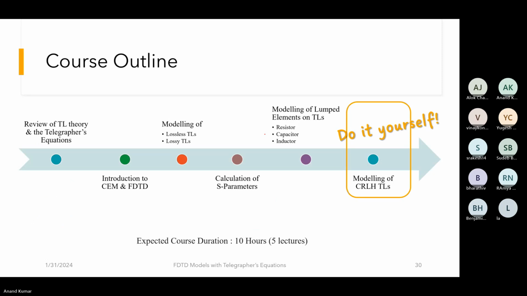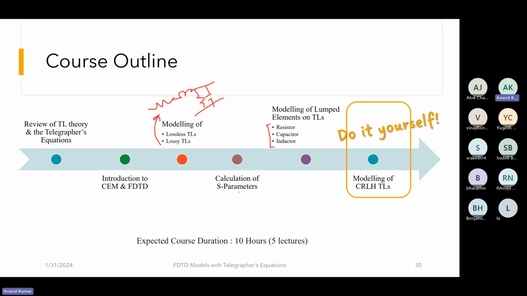So that's all. We have seen the modeling of the resistor, capacitor, and inductor, and the modeling of lossless transmission lines. Now you know how to model series inductor, parallel inductor, series capacitor, parallel capacitor, series resistor, and parallel resistor. What you can do is try to include the resistor over here, and a resistor over here, and then model the lossy transmission line. So this is an assignment.